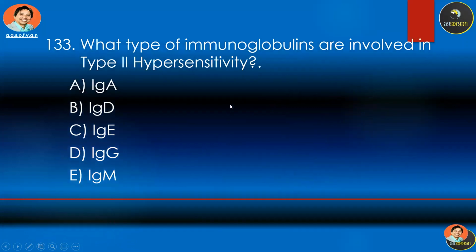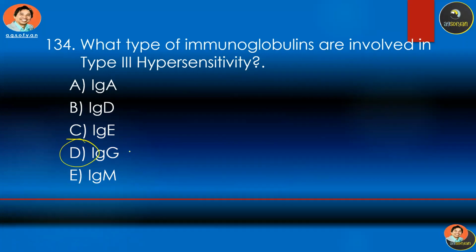What type of immunoglobulins are involved in type 2 hypersensitivity? Remember, it's going to be the IgM. How about type 3? This will be the IgG. And this is the most abundant type of antibodies. Okay, remember the rule, GAMDE. So G is the most abundant one, and this is the one that causes the type 3 hypersensitivity.